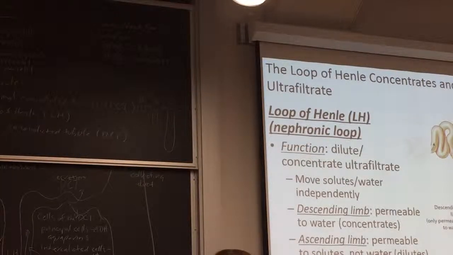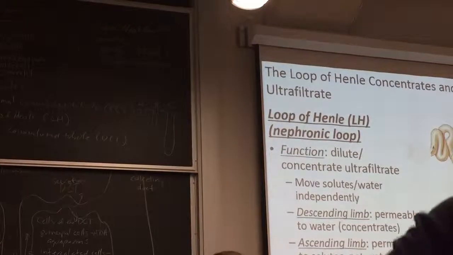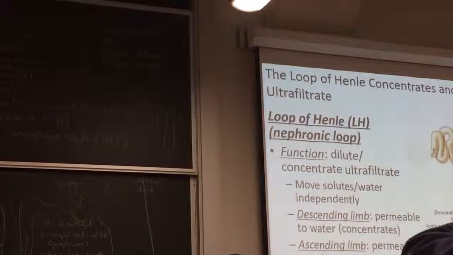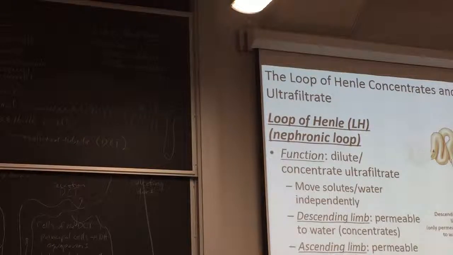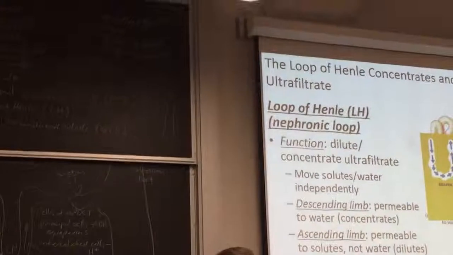The loop of Henle, we said, its primary function is to dilute and concentrate urine. It moves solutes and water independently, so we can control each one much better. The descending limb is permeable only to water. Water moves out of the descending limb into the kidney interstitial space, and that helps to concentrate urine because we're removing water. The ascending limb, we said, is permeable to solute, and that helps to dilute water. So we're removing things out of water, it makes it more dilute. And at the end, when we're done fine-tuning, by the time we finally get to the collecting duct, we pretty much have the urine the way we want it, hopefully.